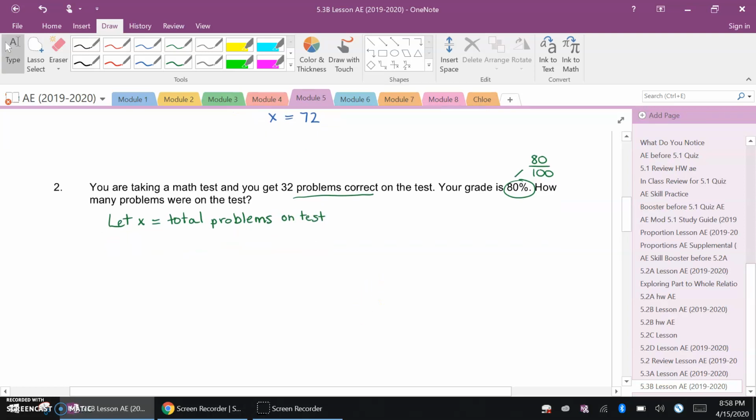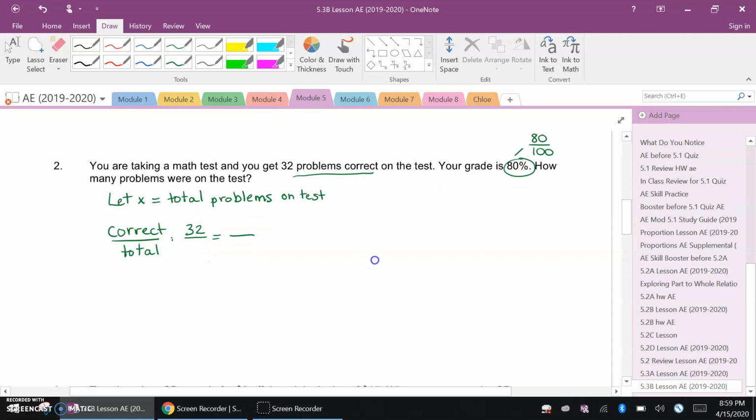And so what we're comparing to the total problems is the number of correct ones. So for our word ratio, we're going to have correct to total. And then notice as soon as I do the word ratio, then I immediately start to set up my proportion, and then I go back to fill in the numbers. So it says you got 32 problems correct, so we want to make sure that the 32 is in line with where we have correct. And then we don't know how many total questions there are.